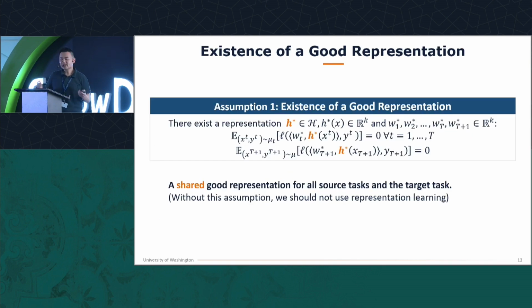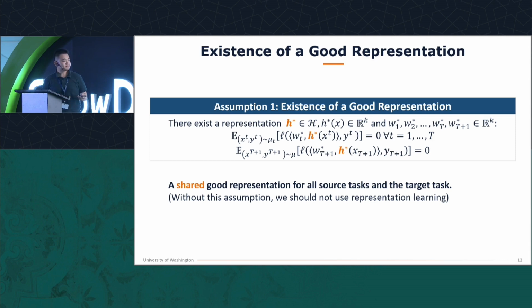As I talked about before, if you don't have any assumption between the source task and target task, you cannot hope to achieve anything from the source task. So you do need some assumption. The first assumption, which is pretty natural, at least for this setting, is that there exists a shared representation that is good for both the source tasks and the target task.